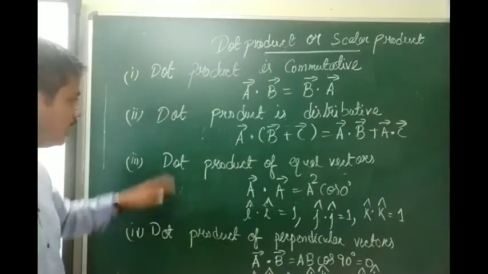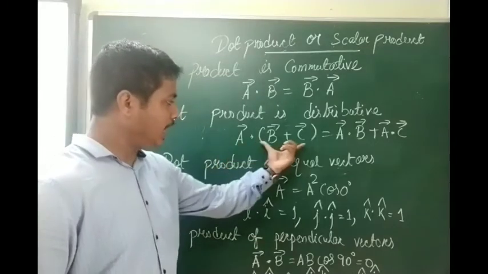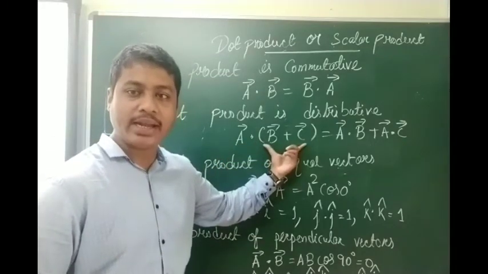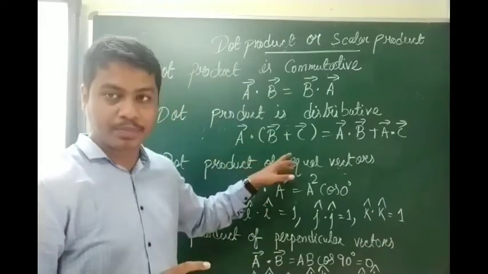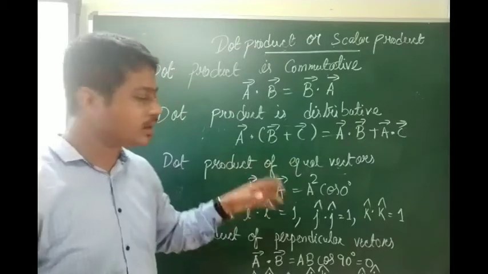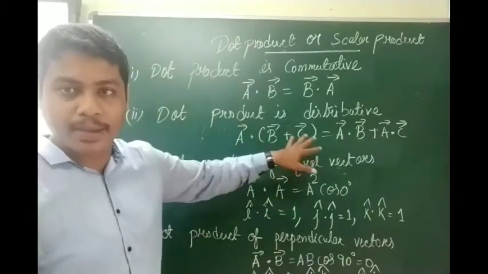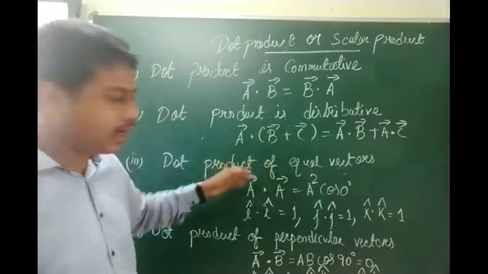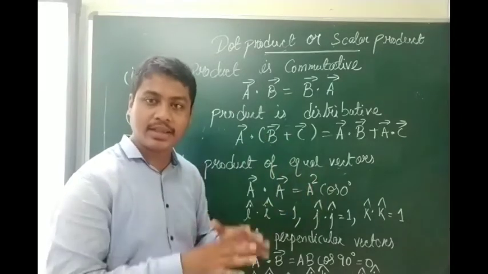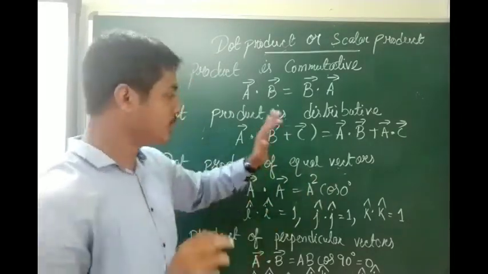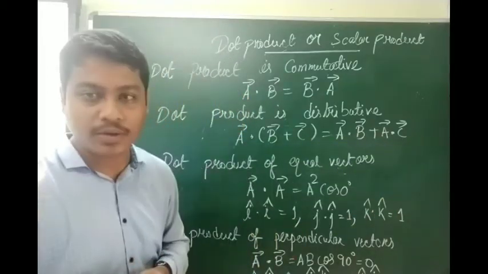Moving to the second property. Dot product is distributive. That means A dot, in bracket, I am telling you, you have to write this in the form of a bracket, because as you have learned in the lower classes in maths, the bracket is necessary for the multiplication. So A dot bracket B plus C. When you break it, this A is multiplied with B and also with C. This is your distributive law. So it will be equal to A dot B plus A dot C.